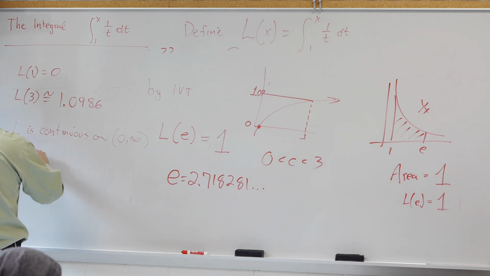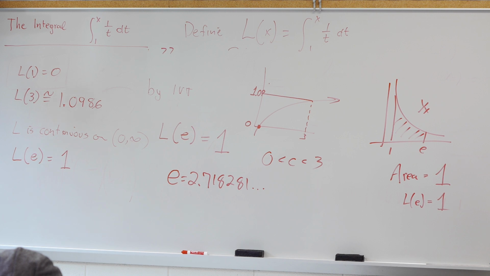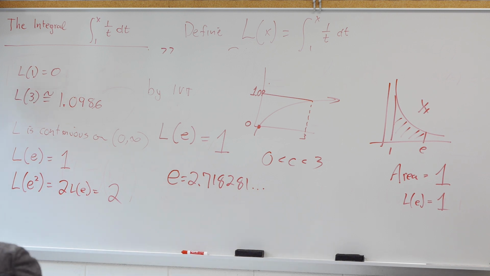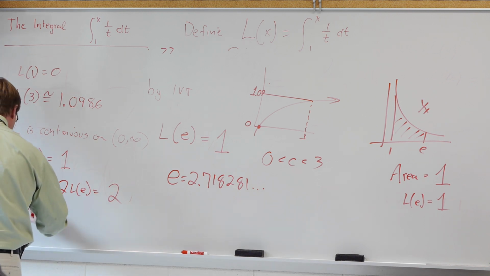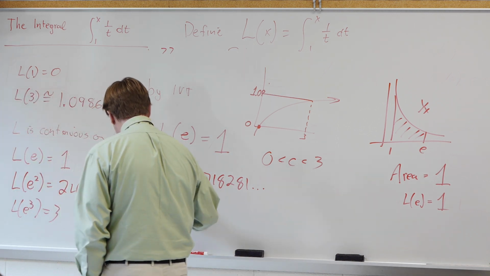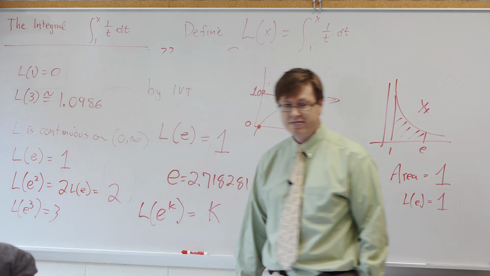So if L of e is 1, let's use some of our other properties. What's L of e squared? Seems like it should be 2, and if we use my power rule over there, a to the b, the 2 is just going to factor out, so this is 2 times L of e, which is 2. And L of e cubed is just going to be 3, right? In fact, L of e to anything is just anything.